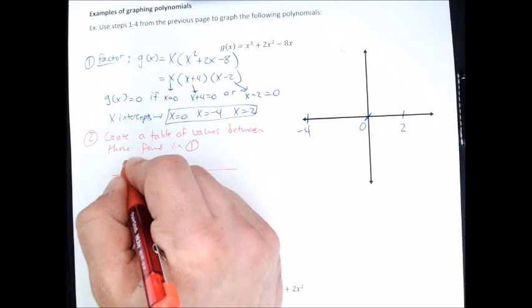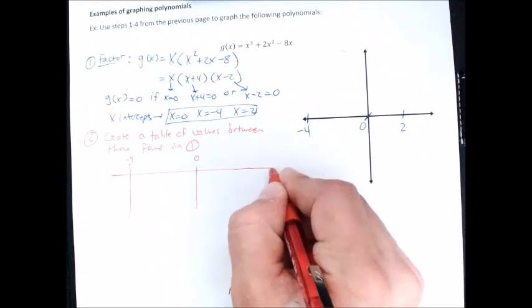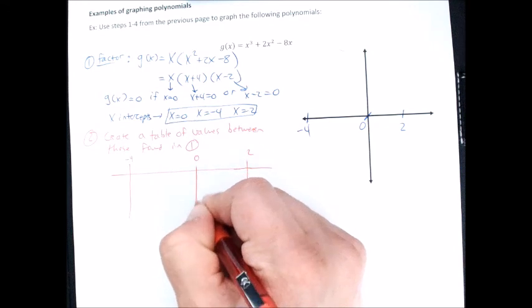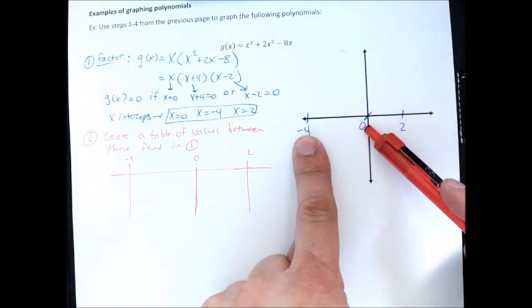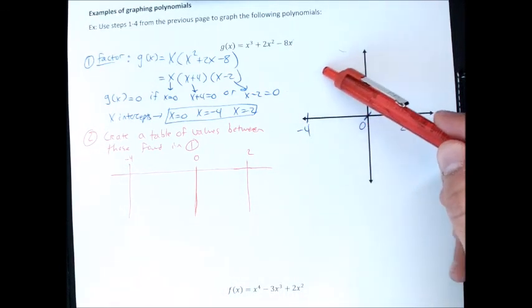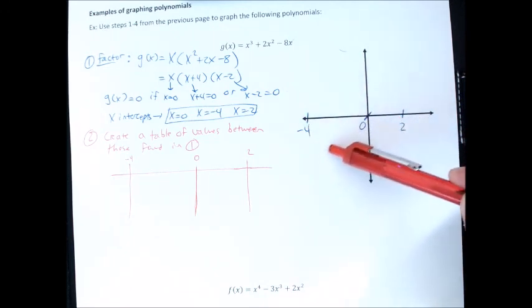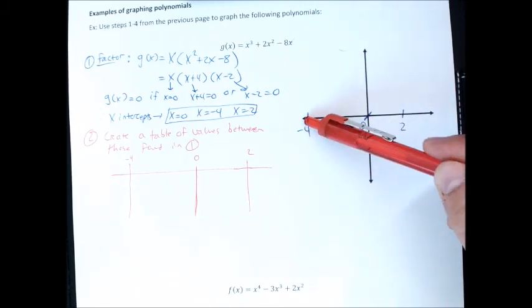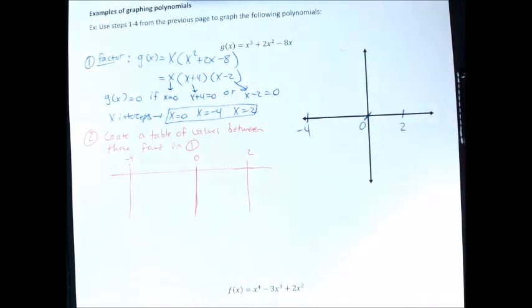One of our numbers we found was -4. One of them we found was 0. And one of them we found was 2. And I want to test some numbers in between those to see what happens. Because I know the graph touches at -4 and 0, but the question is, does the graph go up and then come back down to touch 0, or does it go down and then come back up and touch 0? So I'm just going to test a point between them. If it's positive, it goes up. And if it's negative, it goes down. But I don't know which one yet before we test one.